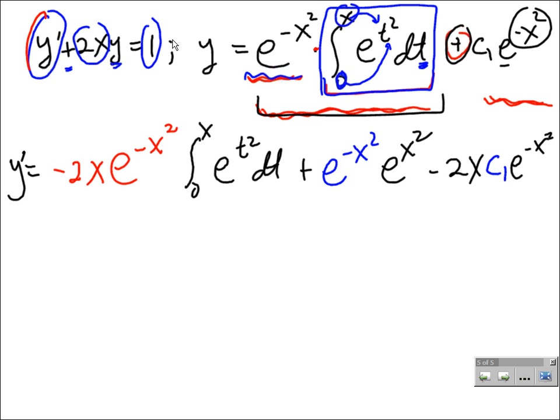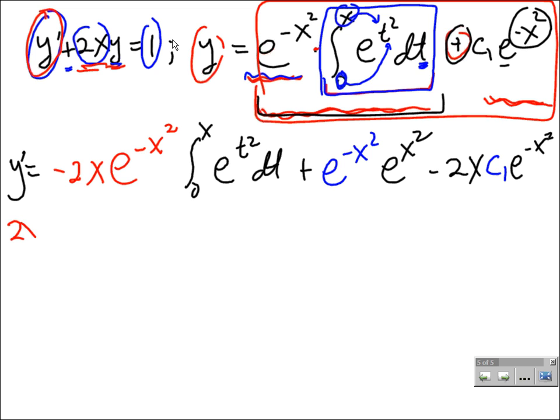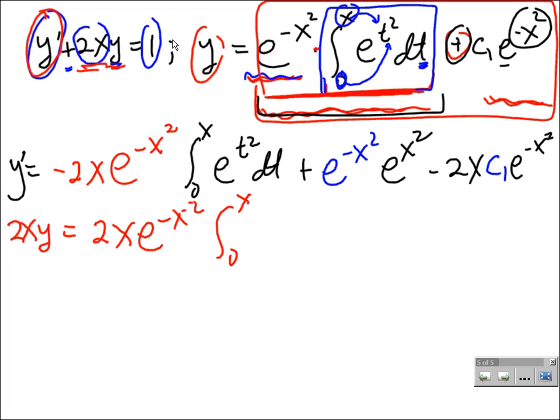So I have this and I'm happy. Now I have y, it's right here, that's y. I need to multiply it by 2x. So 2x times y. So first I multiply this by 2x, and I will get 2x e to the negative x squared times this integral stuff dt, plus I multiply this by 2x. There is this, and multiply it by 2x. Now I add them.